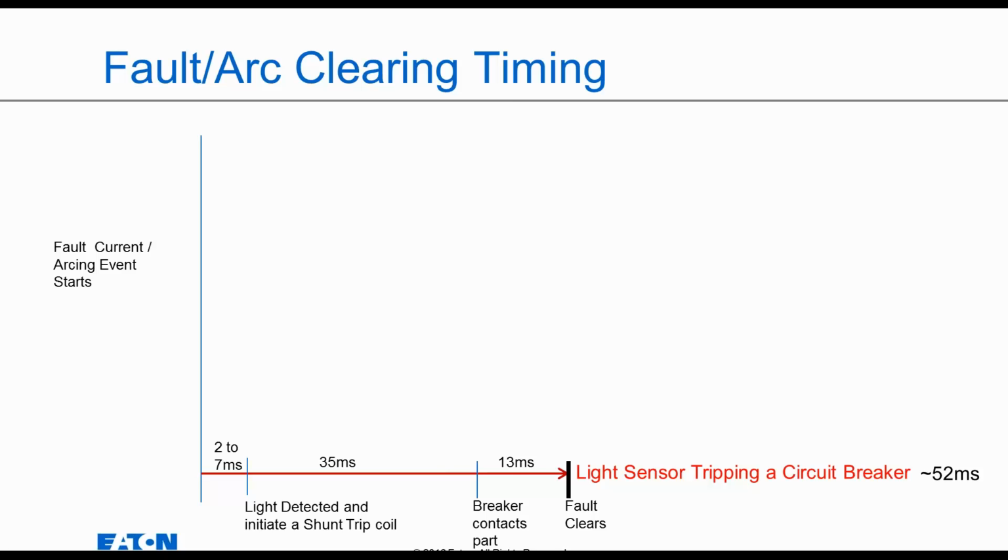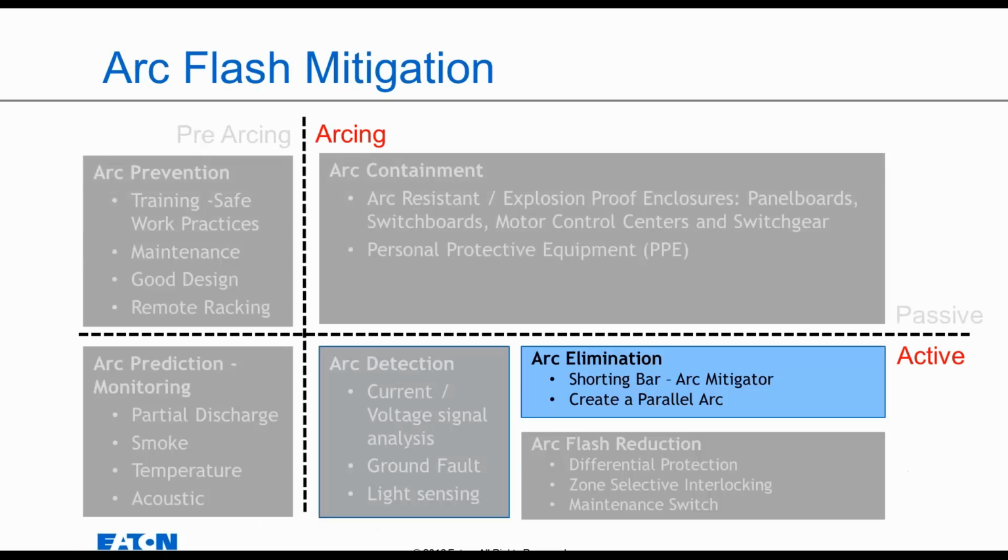At this point, 35 milliseconds later, the breaker contacts have parted and are drawing an arc through the arc chutes. And for a large fault, it takes about 13 milliseconds for that arm to go all the way up, and that arc to get into the arc chutes and be cooled by the arc splitter, and eventually you clear the fault. So your light sensing tripping of a circuit breaker takes about, and these are typical times, 52 milliseconds to interrupt.